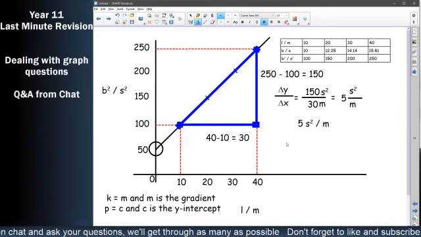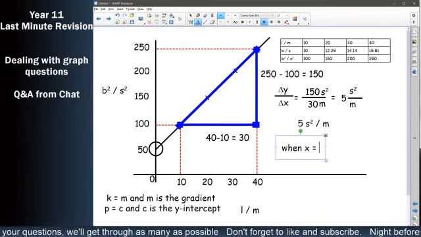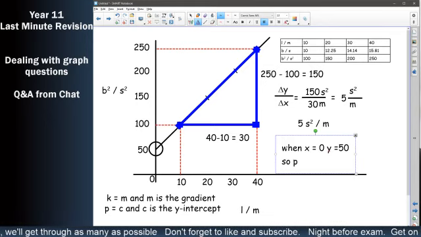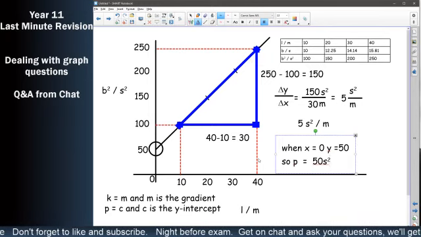And on my graph here, when x is 0, y equals 50, so p is equal to 50. But what is the value of the y-intercept? It is 50 seconds squared. And that's how you take that one and sort them out.